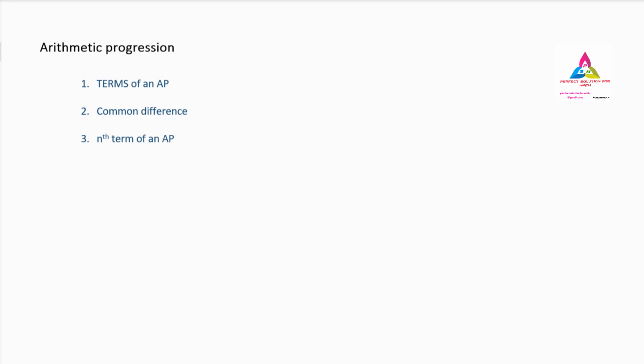Today we are going to learn three concepts: terms of AP, common difference, and the nth term of AP. First we will move on to the terms of AP. To understand the terms of AP, we have to consider some examples. I will take one example over here, that is 7, 12, 17, 22, and so on.